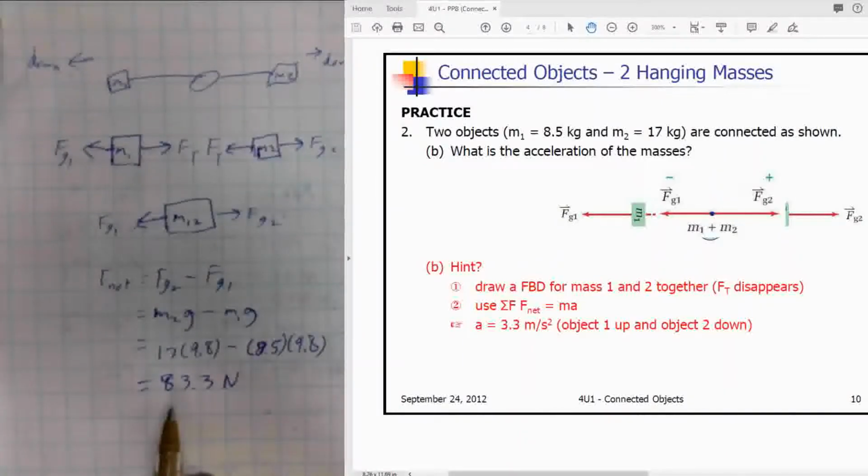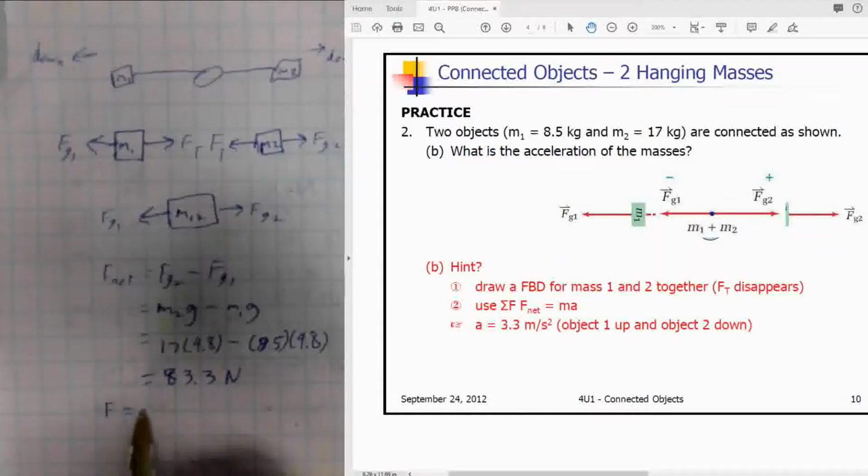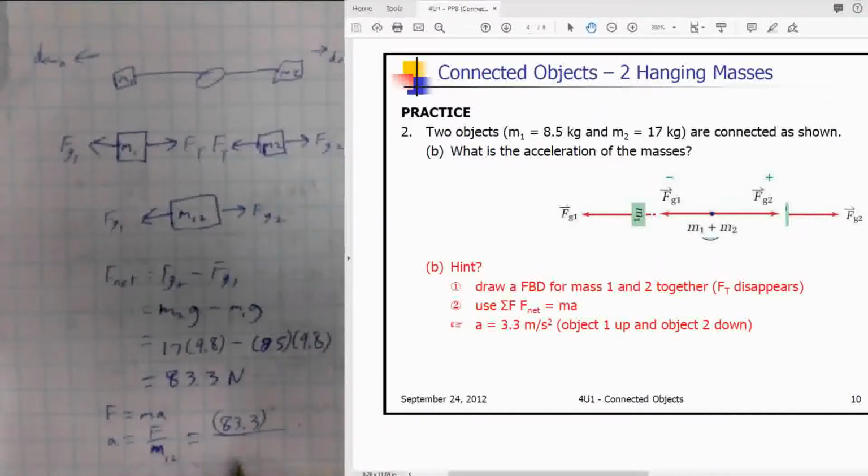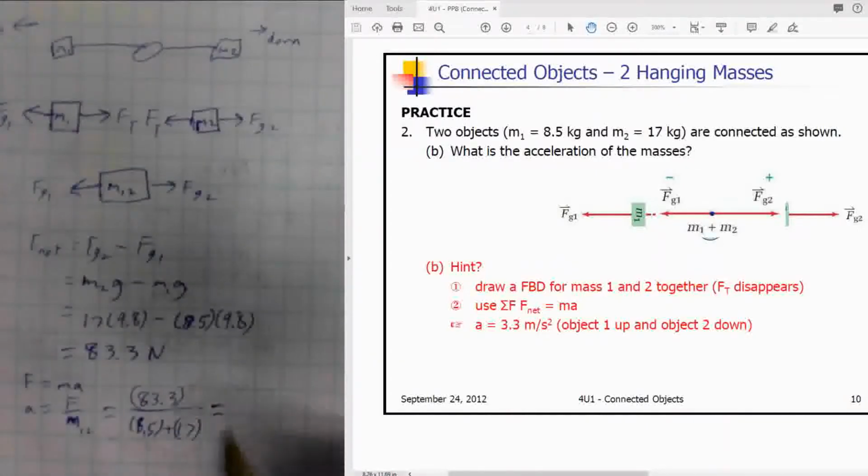Now that I have that, I can find out what my acceleration is, because F equals ma, or rather, A equals F over m. And in this case, my m is my M12. So I'm going to rewrite this as 83.3 over 8.5 plus 17. So 83.3 divided by 8.5 plus 17 gets me to a value of 3.266, going on forever, 3.3 meters per second squared.